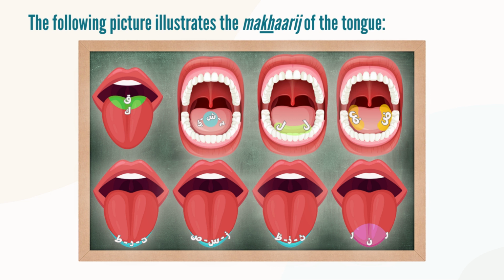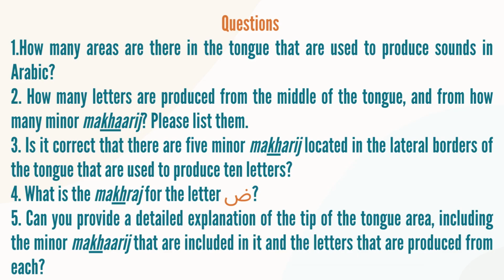And now this is the questions time. How many areas are there in the tongue that are used to produce sounds in Arabic? How many letters are produced from the middle of the tongue? And from how many minor makharij? Please list them. Is it correct that there are five minor makharij located in the lateral borders of the tongue that are used to produce 10 letters?